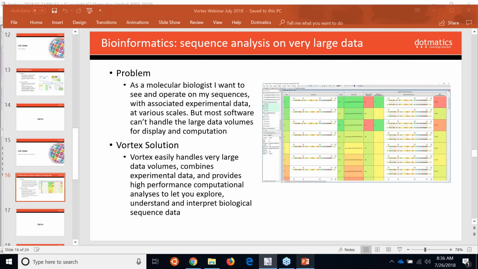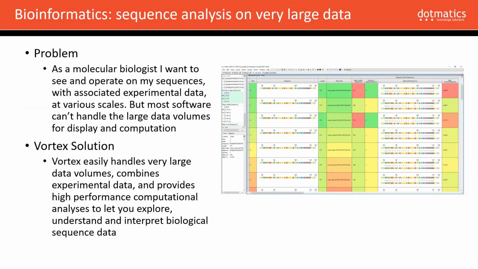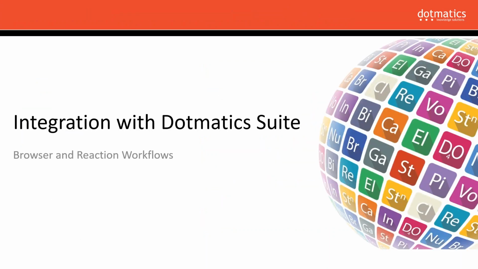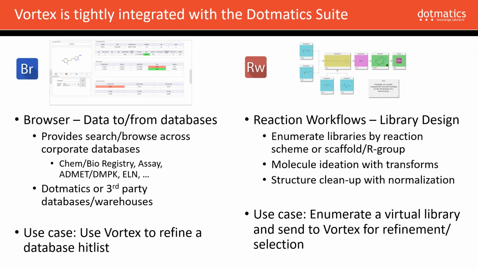Okay, thanks, Tedman. So the next part of the presentation is to talk more about the integration with the Dotmatics suite. Most of the examples that you've seen so far, we've started by dragging in an SD file or a FASTA file and getting data in via files. A very common use case, though, is I first want to go to my corporate databases, my chemical or biological registry, my assay database, whichever ones. I want to do a search, find some interesting data, and then I'd like to visualize that, make selections.